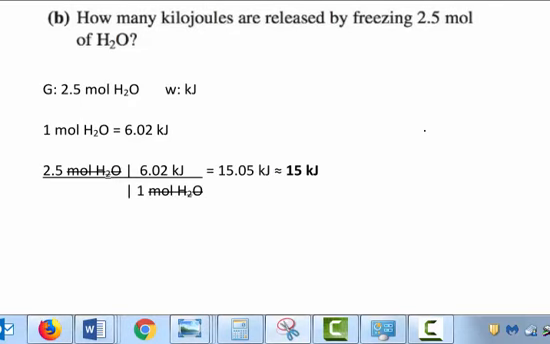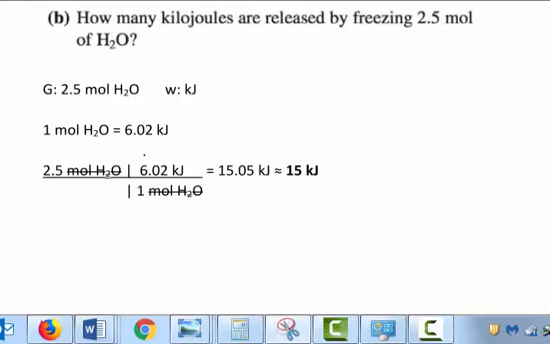Part B asks us to determine the amount of heat in kilojoules released by freezing 2.5 moles of water. I write out what I call the given, which is 2.5 moles of water, and the units of my wanted, which is kilojoules. I can write a conversion equality between moles of water and heat by inspection of the chemical equation. 1 mole of water will release 6.02 kilojoules of heat.